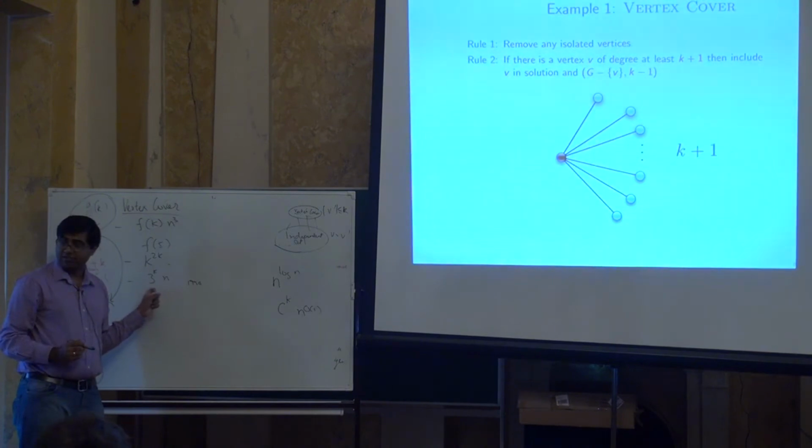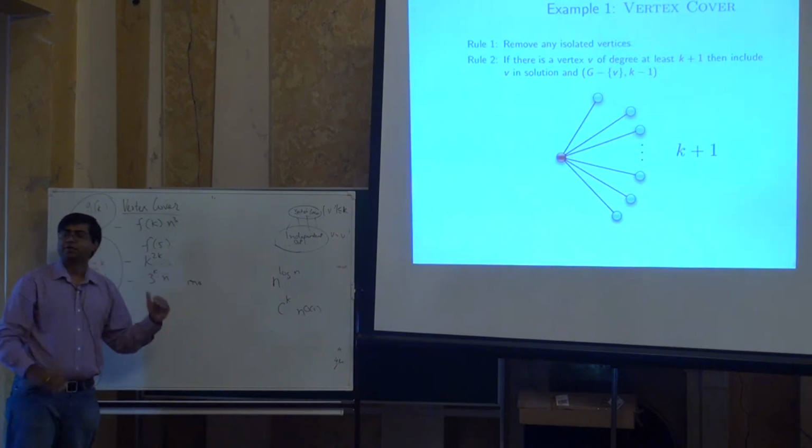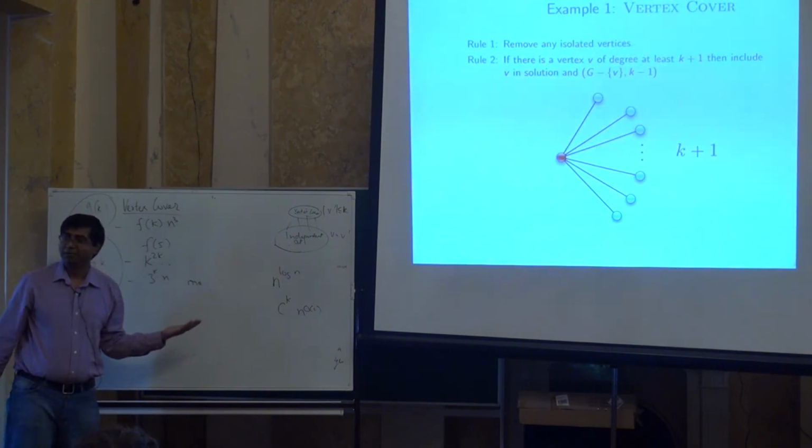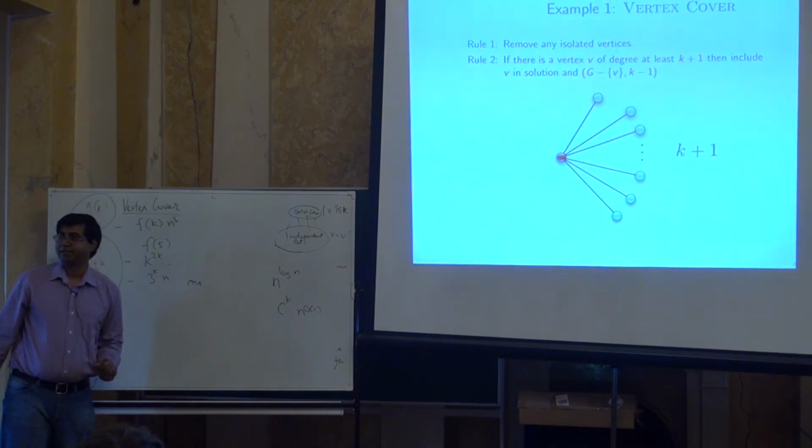Papadimitriou and Yannakakis came up with this algorithm to show that vertex cover with a log n parameter is in polynomial time, because 3 power log n is polynomial. But they couldn't do this for k-path.